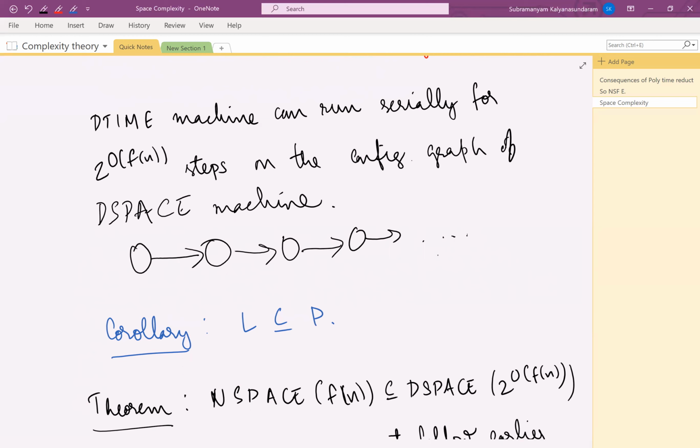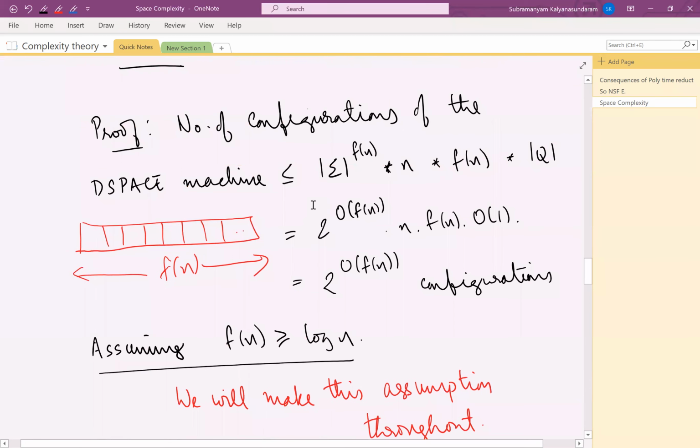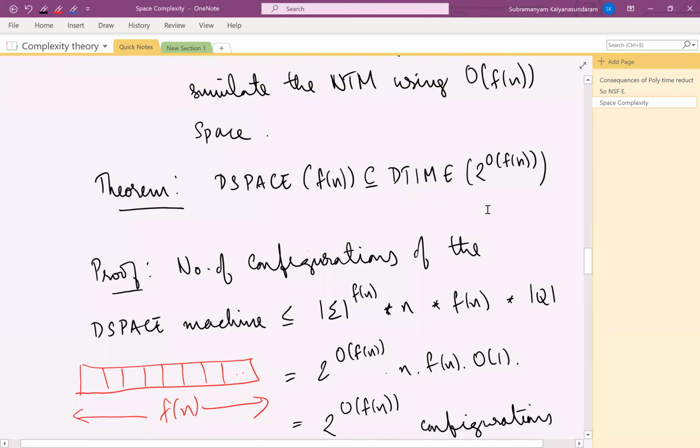Each circle here corresponds to a configuration, and the D-time machine just moves from the first configuration and computes the next configuration and so on. So the number of steps that it needs to make is 2 power order f(n) steps. So the D-time machine takes 2 power order f(n) steps. So we get this result that D-space of f(n) is contained in D-time 2 power order f(n).